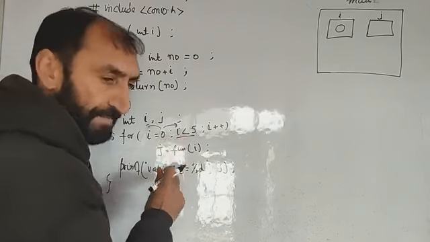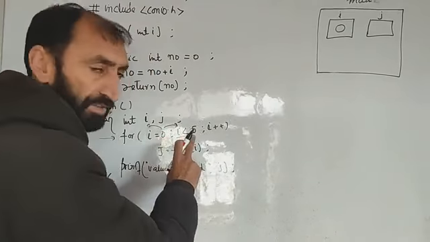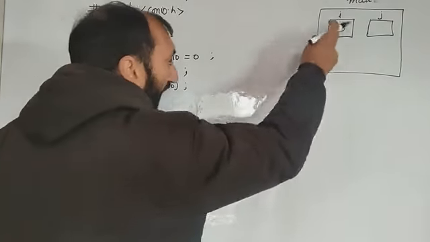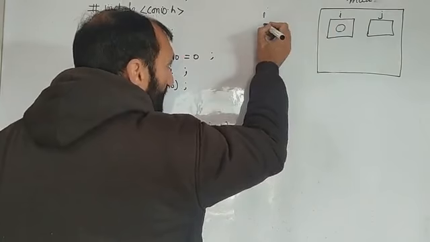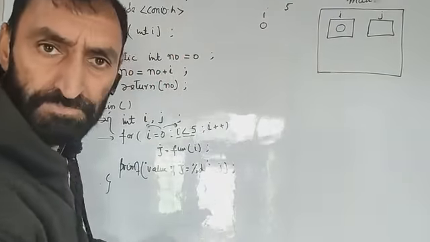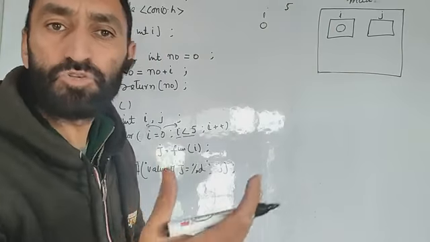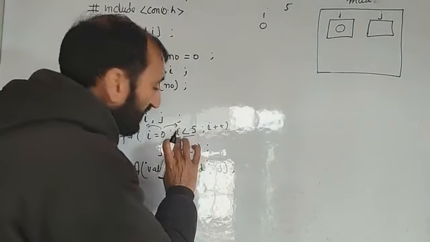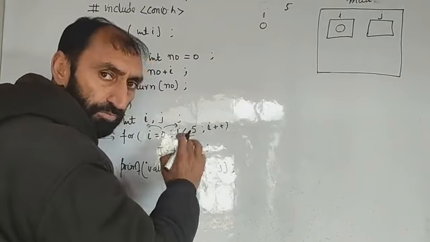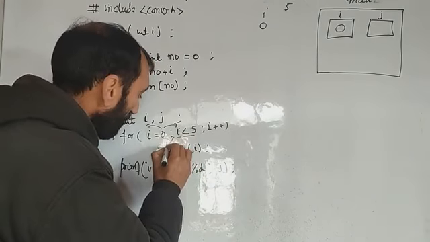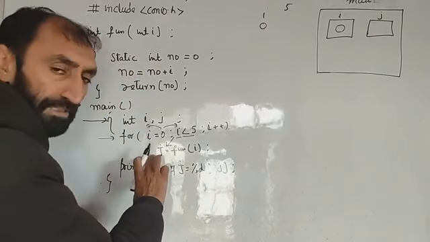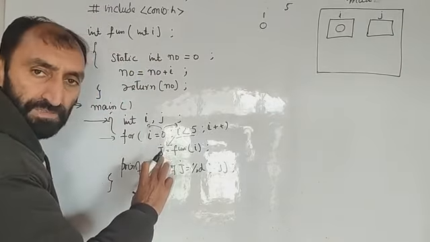This is a condition: i less than 5. What is the value at i? That is 0. Is 0 less than 5? Yes, because 0 is less than 5. That means this condition is true. So whenever this condition evaluates to true, the control will enter into the body of the loop.